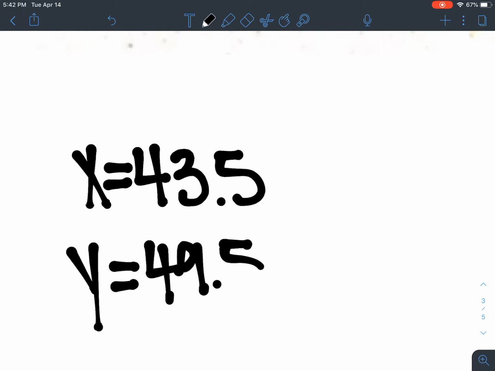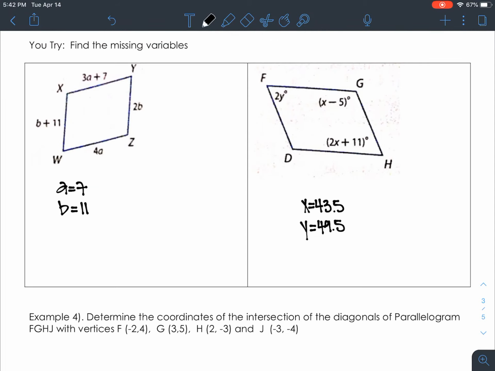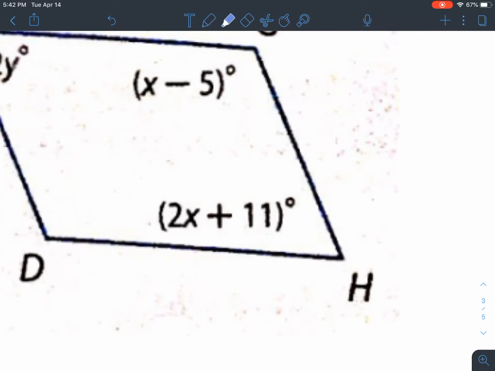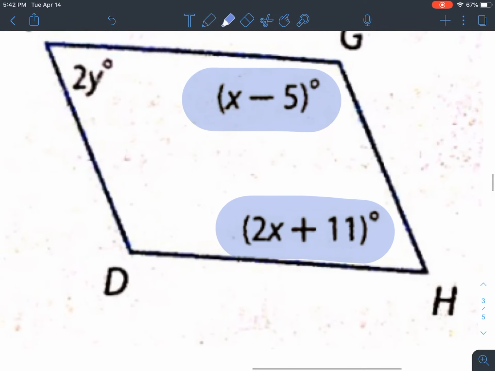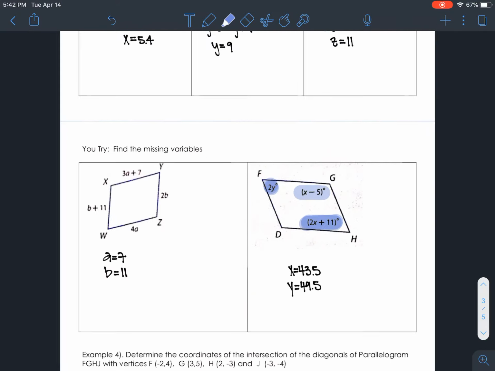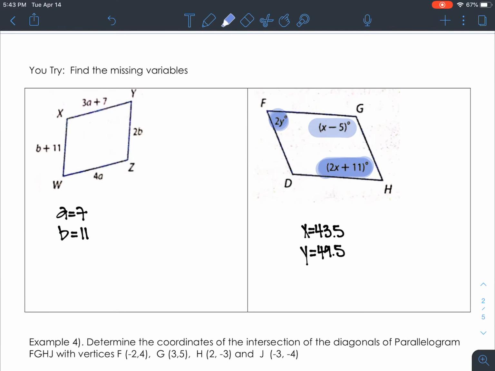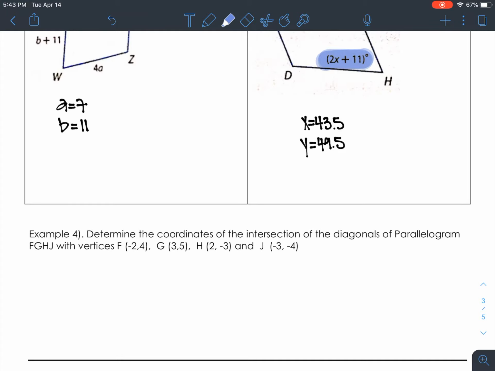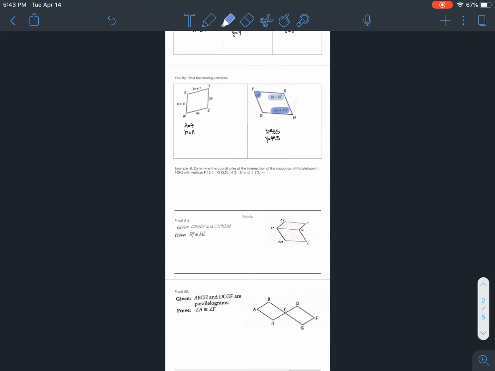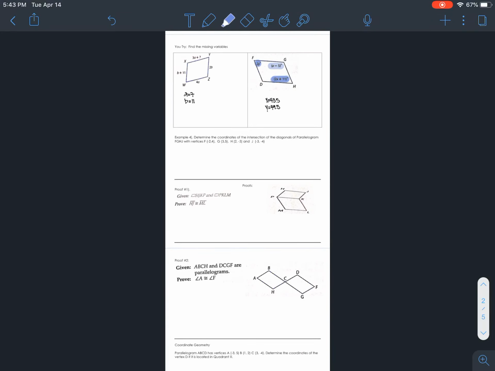For the next one, you're going to get X is equal to, I got 43.5, and Y is equal to 49.5. Okay, so just the starting point of this, you're going to want to do x minus 5 plus 2x plus 11 equals 180. And then when you find x, plug that into this expression of h and set it equal to 2y. Okay, just a heads up. All right, so I'm going to pause here, and then start with example 4, and we do start getting into some proofs from there.